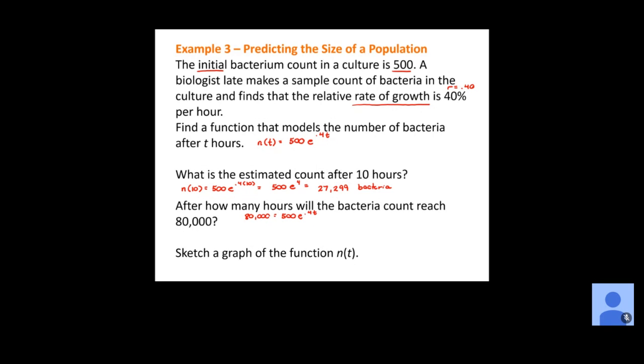So again, first step, let's get the e by itself. So we're going to divide by 500. So we take 80,000 divided by 500, gives us 160, equals e to the 0.4t. Now we need to use a logarithm to get the t out of the exponent. This time the natural log definitely makes the most sense because our base is e. We're going to take the natural log of 160 equals natural log of e to the 0.4t.